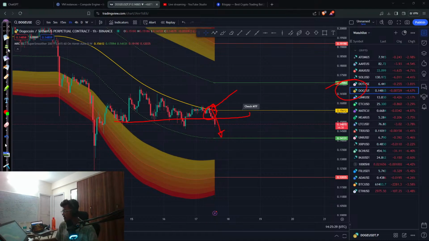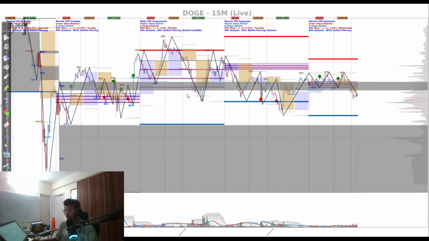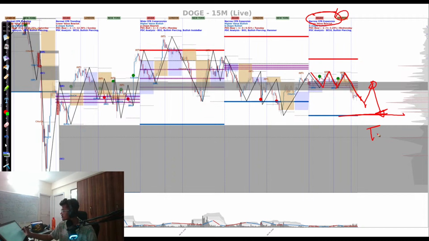Let's see the sentiment. I think today is a breakout market. Yeah, today is breakout day, narrow CPR expansion. On the Asian session we accumulated, London session we took it down, and on the New York session we're going to go further around here. We'll probably go till this point. If we don't, that would be our target when we pull back. Okay, so that's going to be our short position on Doge.